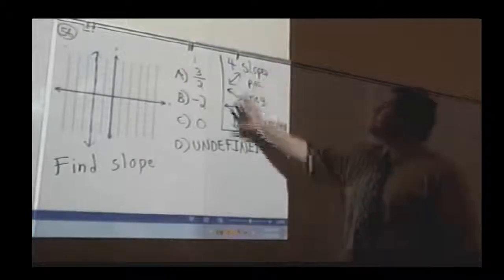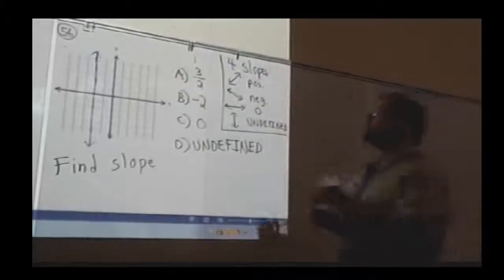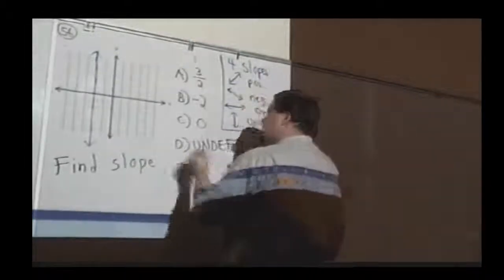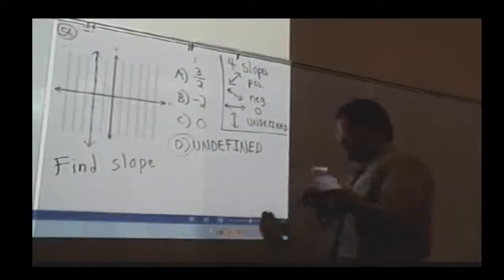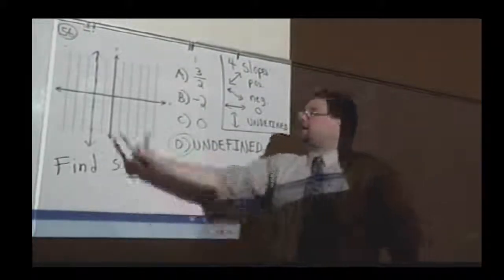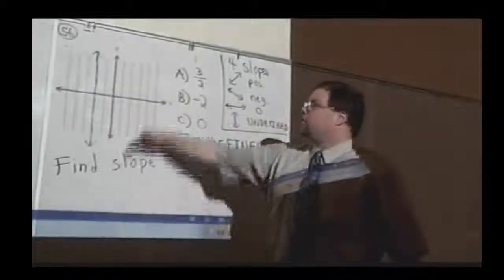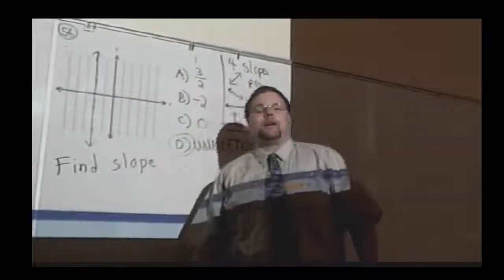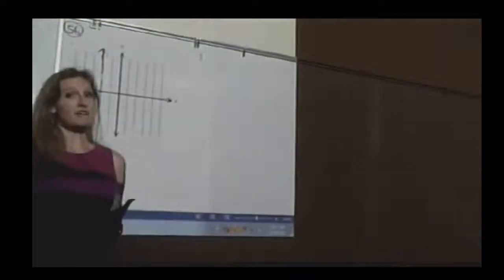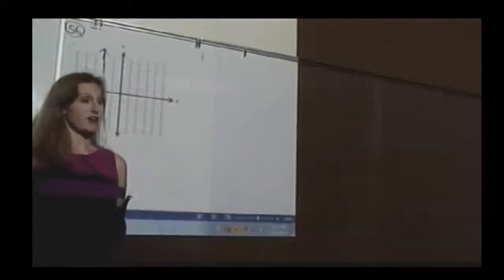So if you know your 4 types of line, then by just seeing this picture, you know it has to be D, undefined. Another way to remember that this line is undefined is a vertical line looks like a wall. Okay? The only one who can climb a wall is Spider-Man, and his identity is undefined. Expect that you recognize that the slope of a vertical line is undefined.